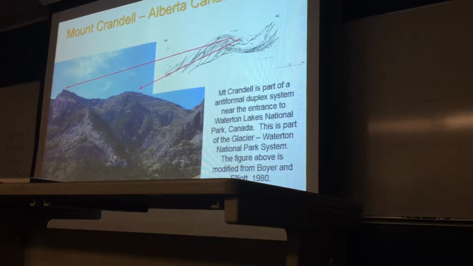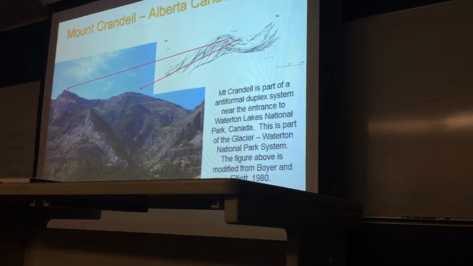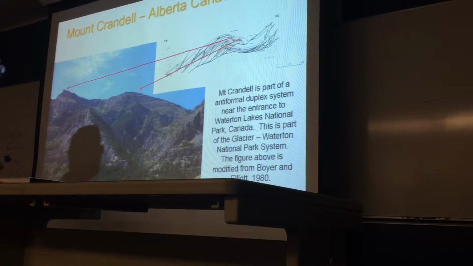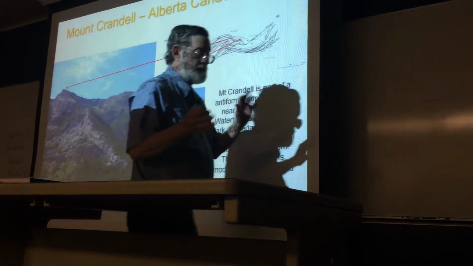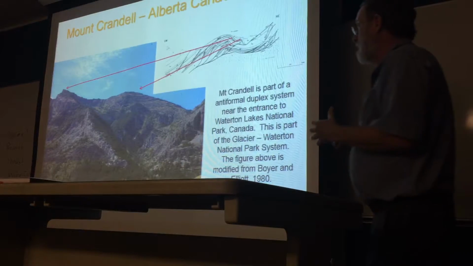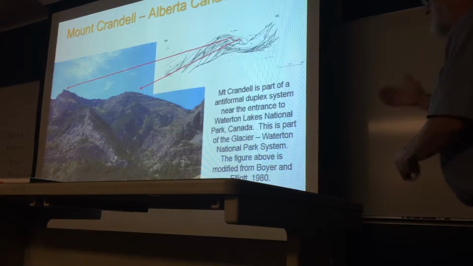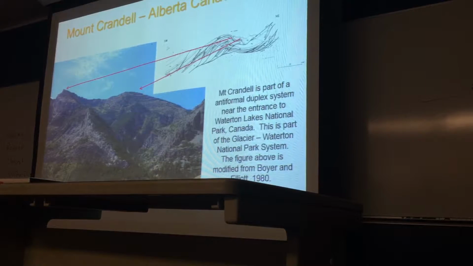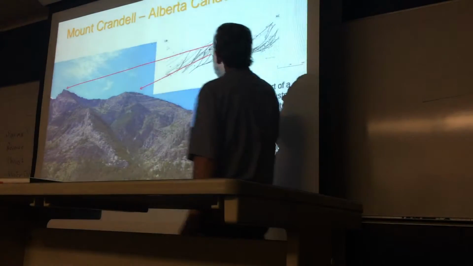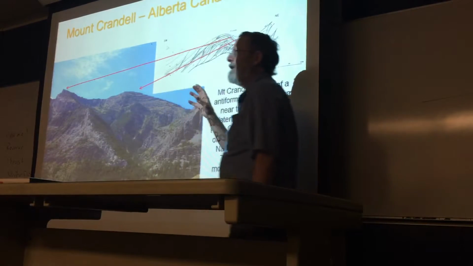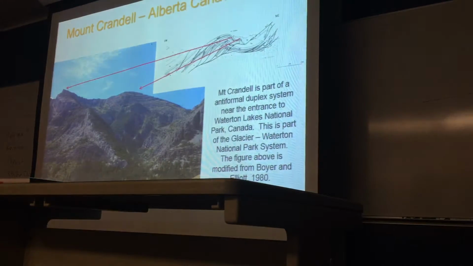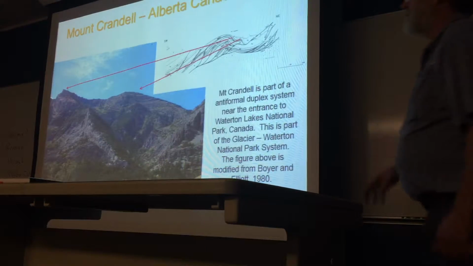And now we've gone to Mount Crandall. We are in Alberta, Canada here, right at Prince of Wales Lodge, and the Prince of Wales is just off behind us here. Mount Crandall is part of a type of structure we're going to call an antiformal duplex, part of a thrust fault system.